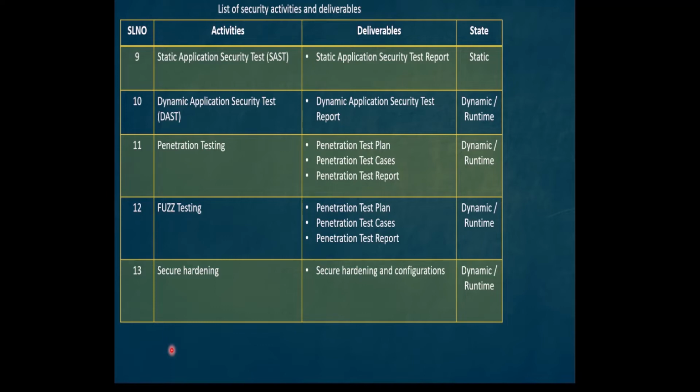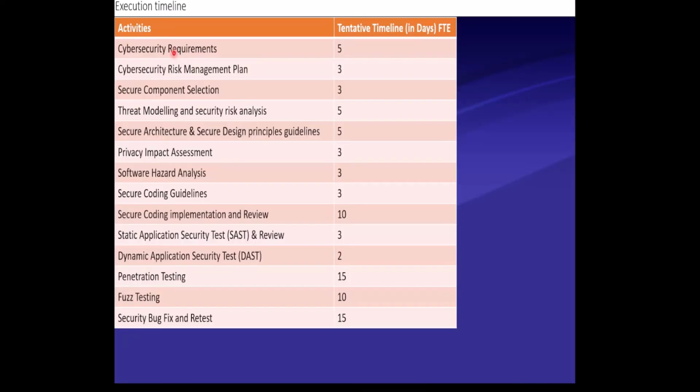Based on each activity, how much timeline it will take, the timeline we need to identify in the next step. Based on our security scope, the list of security activities is identified and it is mentioned in the first column. The second column, tentative timeline in days, is mentioned. This is FTE. The cyber security requirements here are considered for 5 days. It includes the cyber security requirement preparation, review and finalizing the requirement.